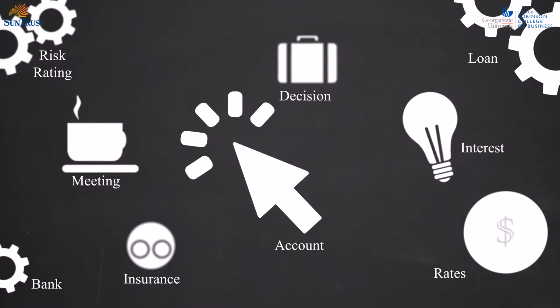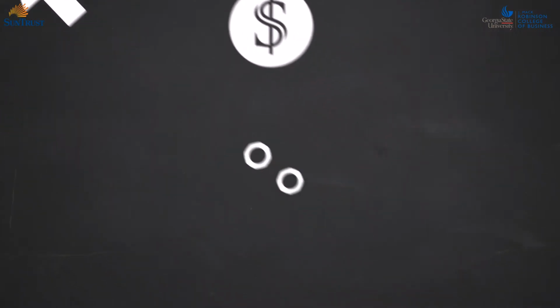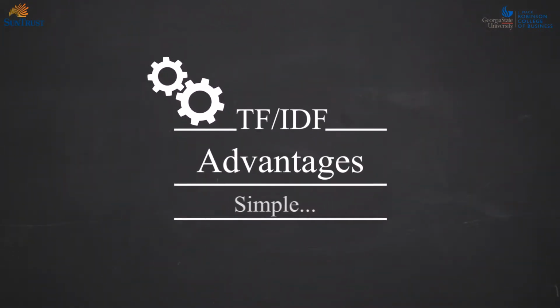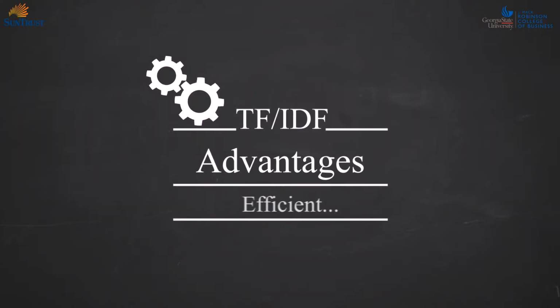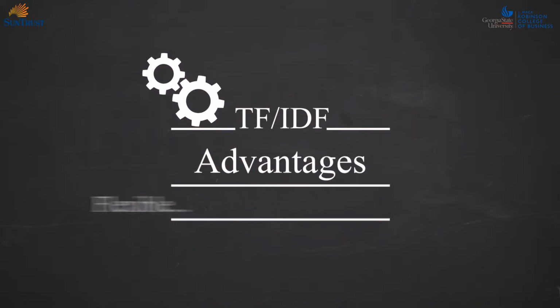Term frequency inverse document frequency, or TF-IDF, is an algorithm that is based on the frequency of each word in the documents, allowing a simple, efficient, and flexible metric for weighting the words and extracting the most relevant terms. It also lets us compare documents easily by finding unique frequent words.